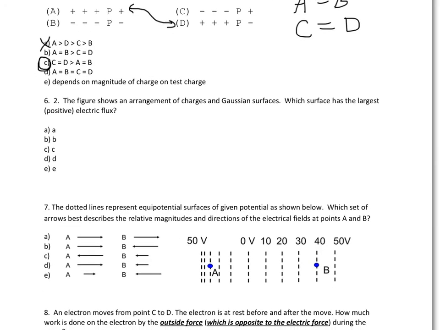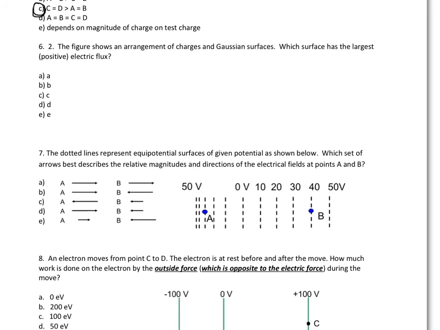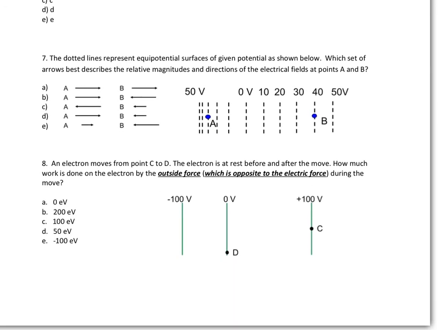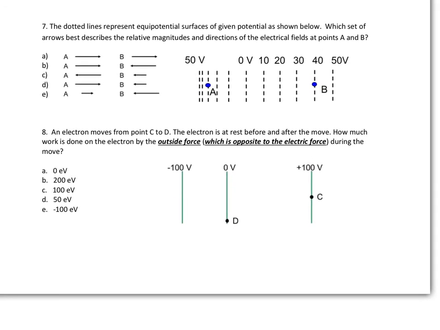All right, moving right along here. Problem 6 here is a Gauss's law problem. We will not do that one. Let's move to problem 7 here. The dotted lines represent equipotential surfaces of given potential as shown below. Which set of arrows best describes the relative magnitudes and directions of the electric fields at points A and B?